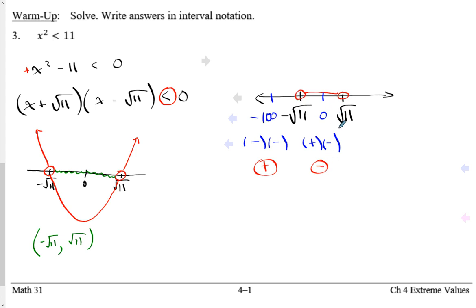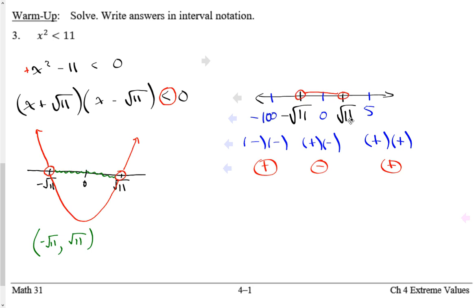Then we'll look at this final interval on the right side, and we'll say, suppose I choose a number like 5. Why didn't I choose 100? Well, I could have. I just need anything bigger than the square root of 11. Well, the square root of 11 is a little bit bigger than 3, which is the square root of 9, and it's smaller than 4, the square root of 16, so I know 5 is going to be to the right of the square root of 11.